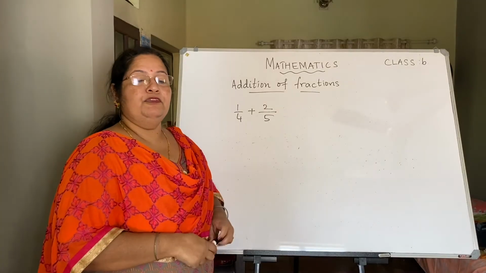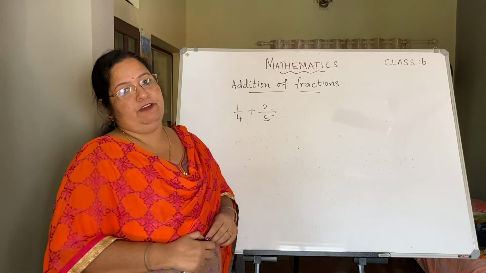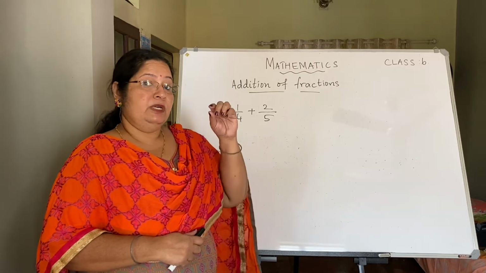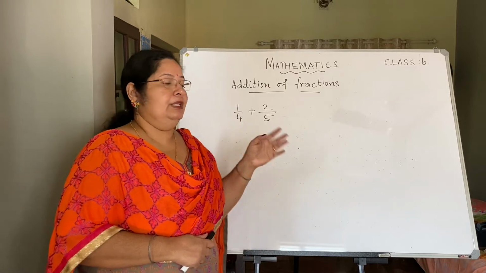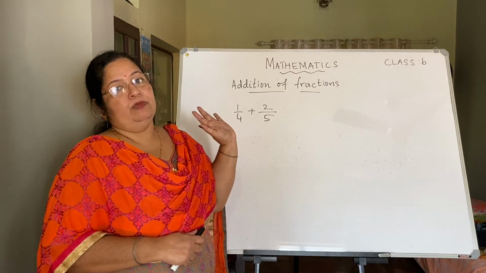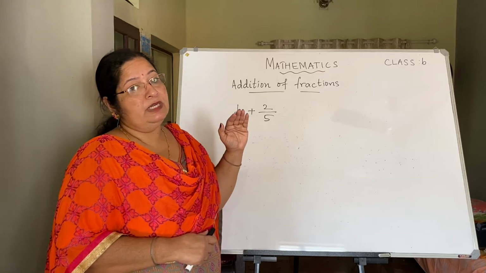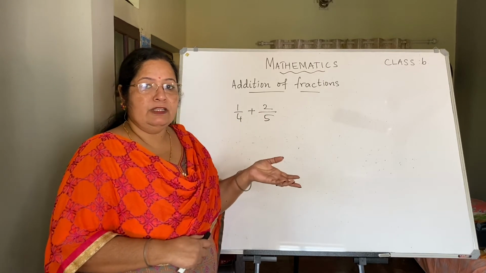Suppose you have two fractions, 1 by 4 and 2 by 5. You are asked to find the sum of 1 by 4 and 2 by 5. When the words sum of come, it means addition. So to add 1 by 4 and 2 by 5. Here the fractions are unlike fractions. How do you know that it's an unlike fraction? Because the denominators are not the same.